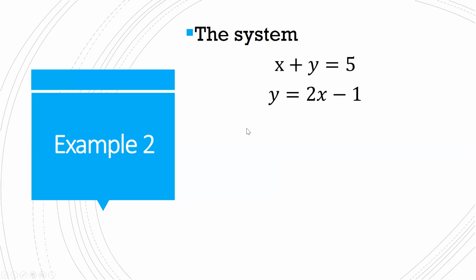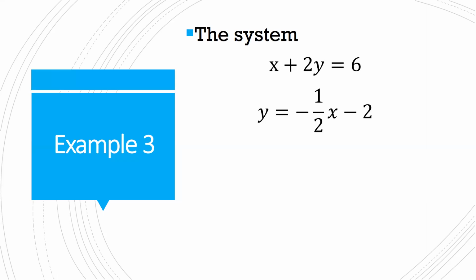Let's check out something else that could happen. Let's look at the equation x plus 2y equals 6 and the equation y equals -1/2 x minus 2. Let's assume that these two equations make up the system of linear equations we want to graph and find the solution for. Let's graph these two individually and see where the two lines cross. Again, I'm going to use technology for that.